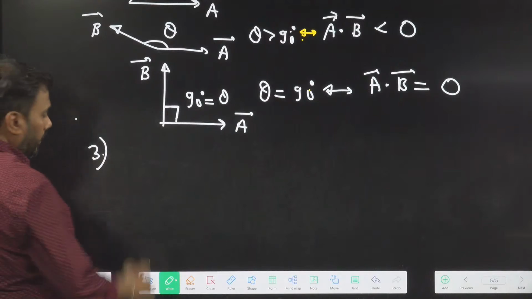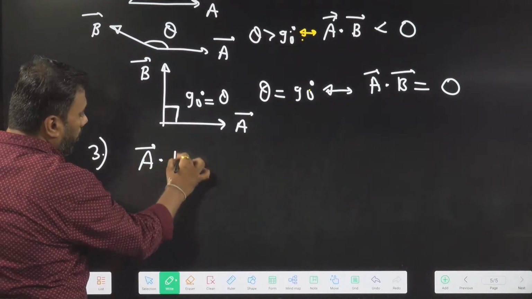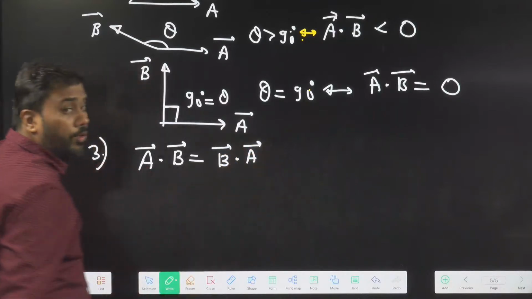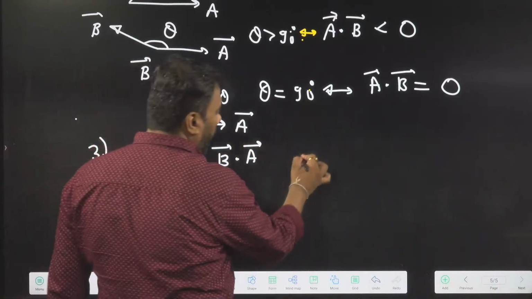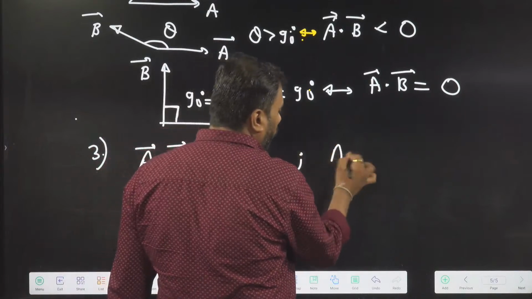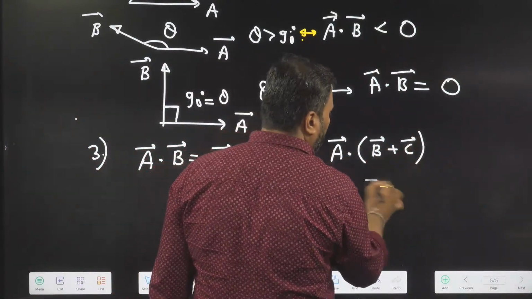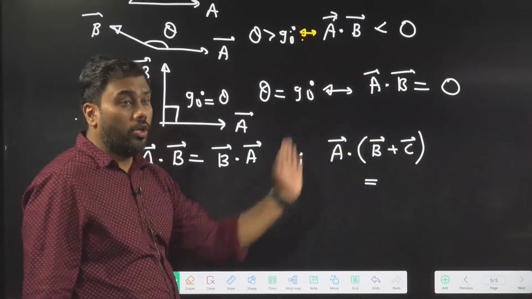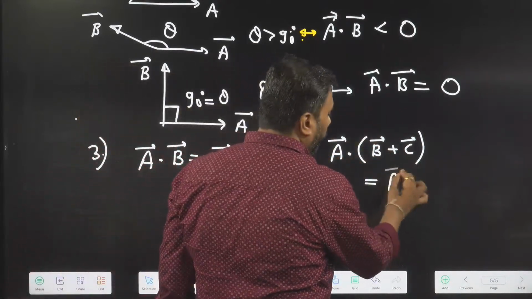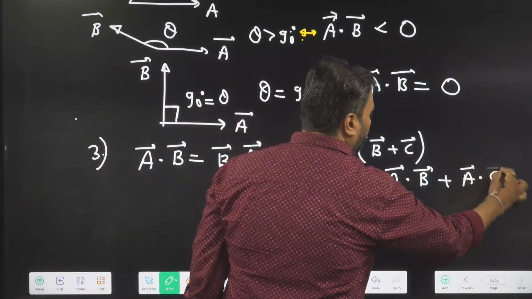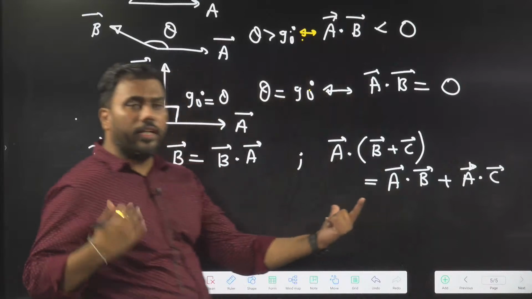Third property of dot product: it is commutative. A dot B equals B dot A. This is called the commutative law. And it is distributive also. A dot (B plus C), you can distribute the dot product. It is equal to A dot B plus A dot C. Just like scalar numbers, we can distribute the dot product.